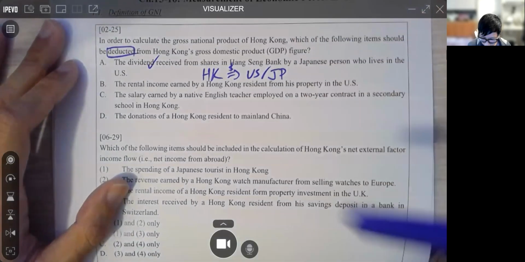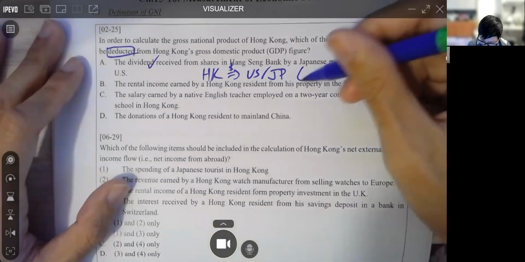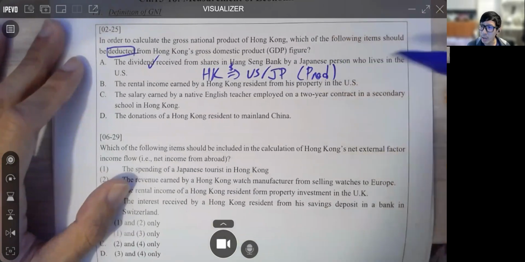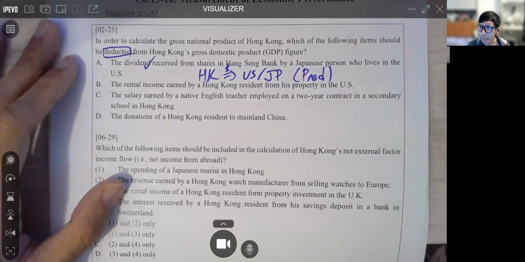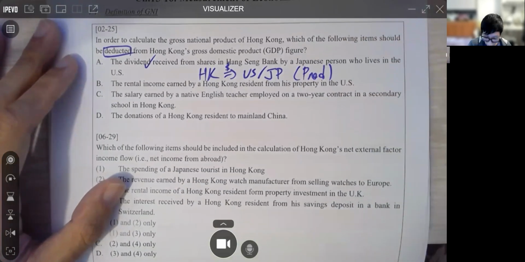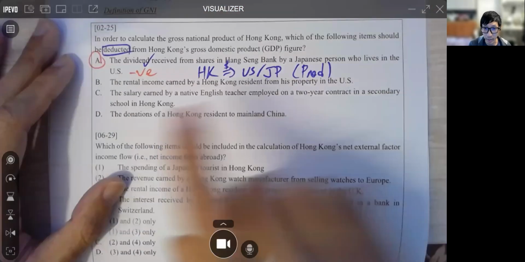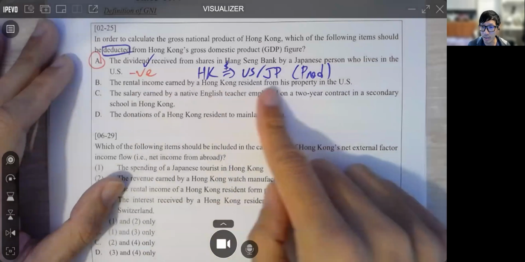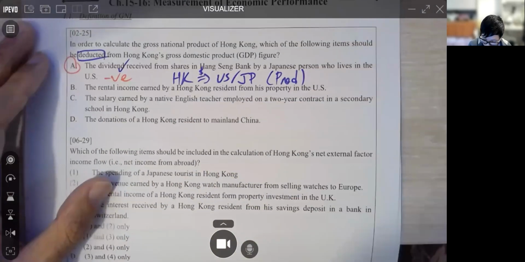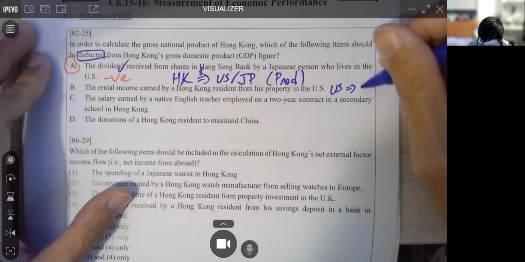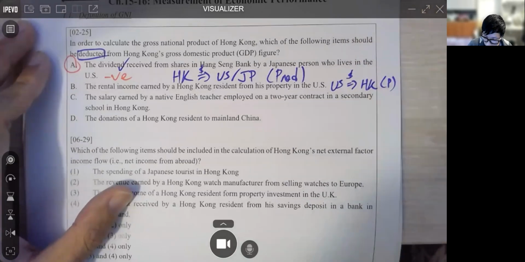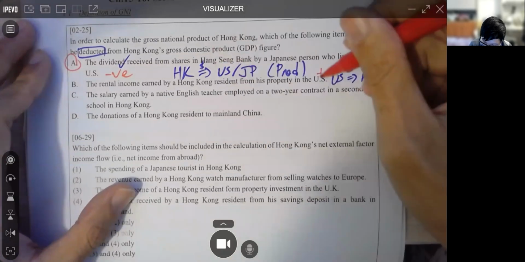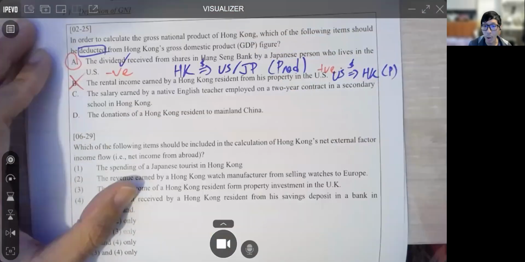Okay, let's assume Hong Kong is paying to someone outside for production. Now what do we call this? Hong Kong pays money to people outside for production. This is factor income paid to abroad. So this is a negative item. Should be deducted. OK, next one, rental income earned by a Hong Kong resident from the US. What does that mean? The US is paying money to Hong Kong. For production, this should be a positive item. Unfortunately, not what we want.